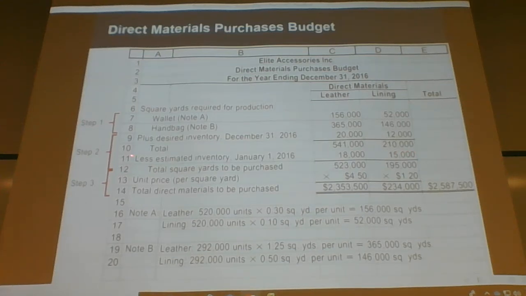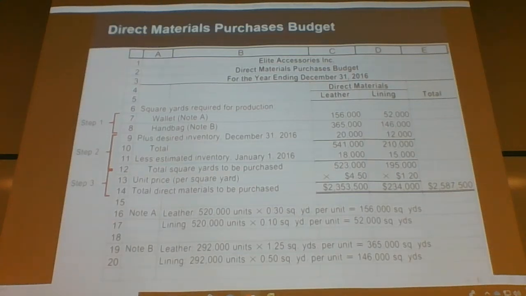But wait, we also have to subtract out our estimated beginning inventory of 18,000 square yards of leather and 15,000 square yards of lining. Gives us a net 523,000 square yards that we're going to have to purchase for leather, 195,000 square yards to be purchased for lining.